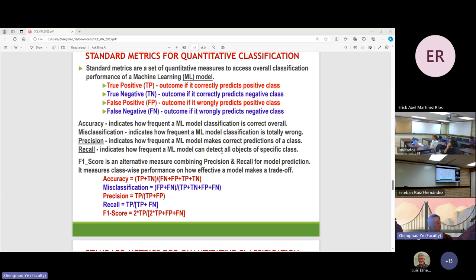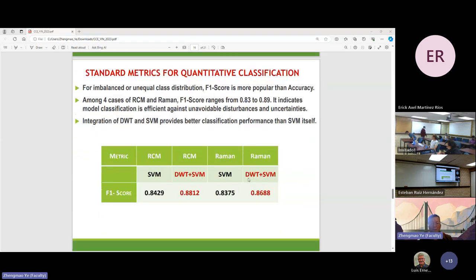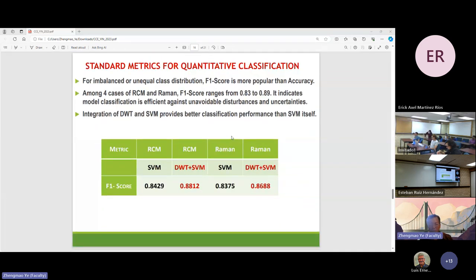So furthermore, the F1 score is also introduced. It turns out to be an alternative measure combining both precision and recall. And it measures the class-wise performance on how effectively a model makes a trade-off. Especially for imbalanced and unequal class distributions, like our two cases before, the F1 score is more popular than accuracy itself.